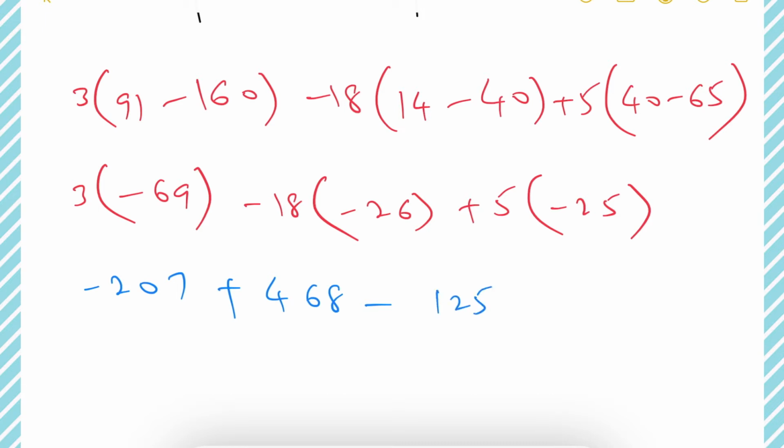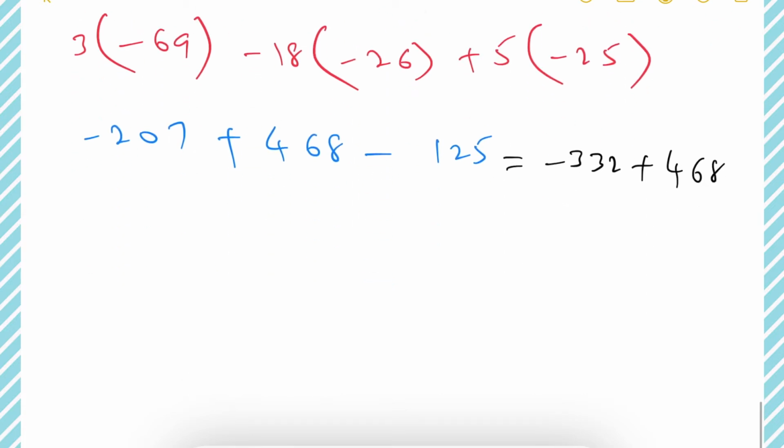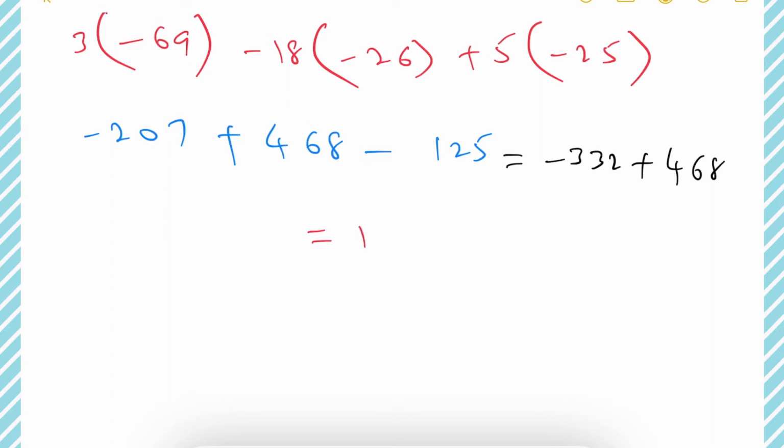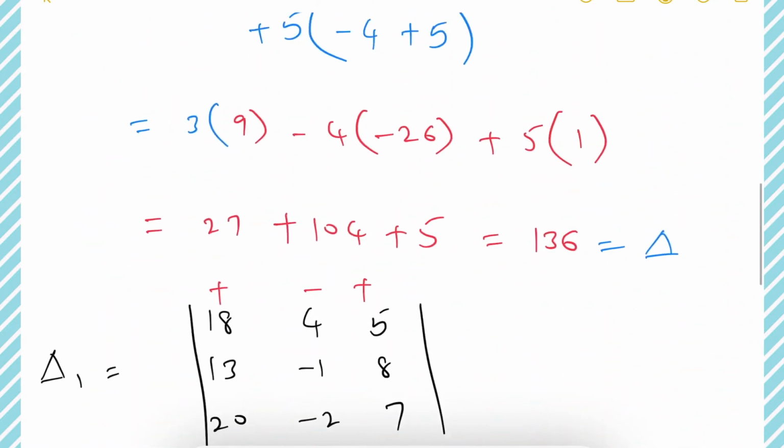Here two negative numbers are there. First I will add those two numbers, minus 207 minus 125, that will become minus 332 plus 468. So minus 332 plus 468 is nothing but 136. This is the value of delta 2. Now let us move back to matrix A and matrix D.